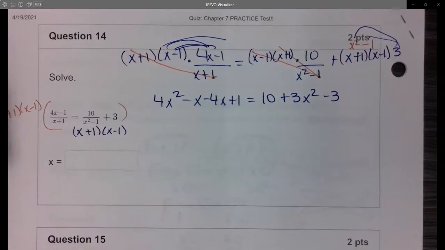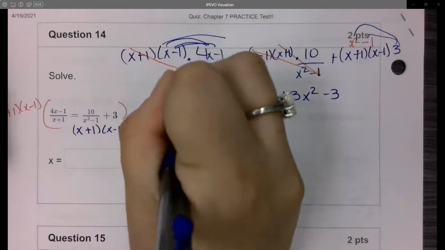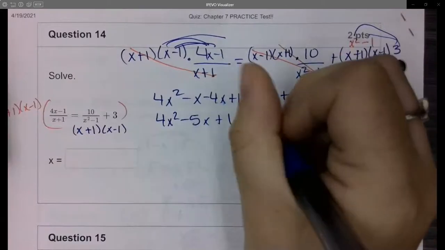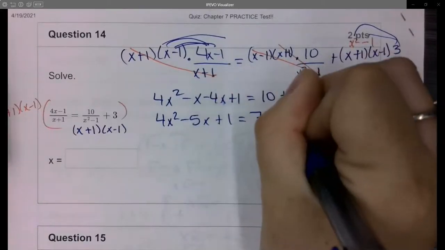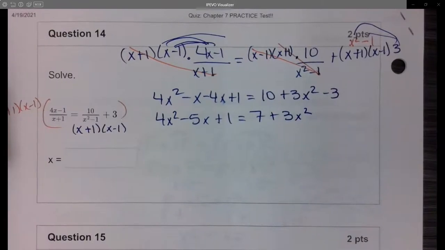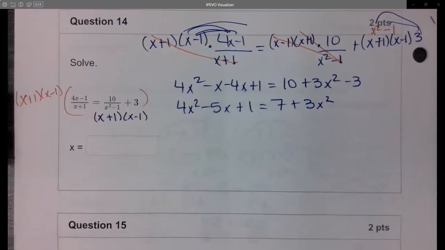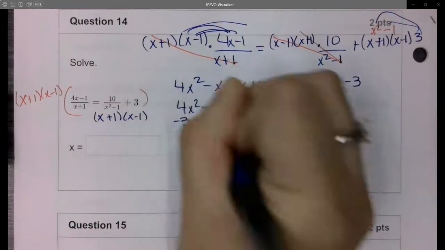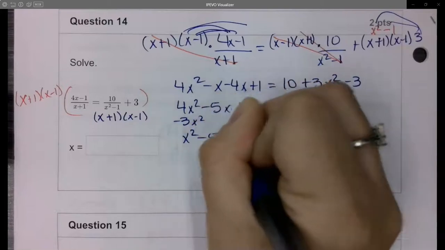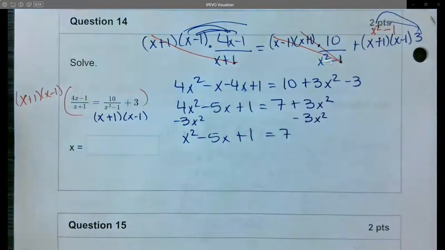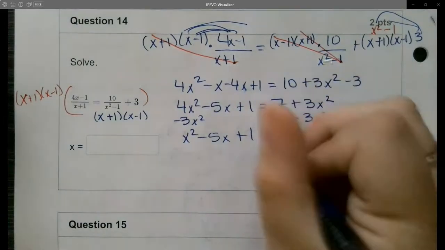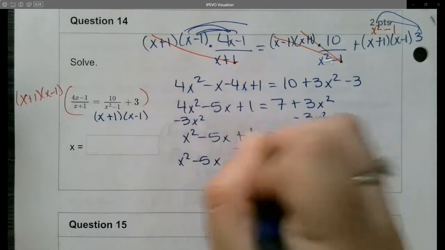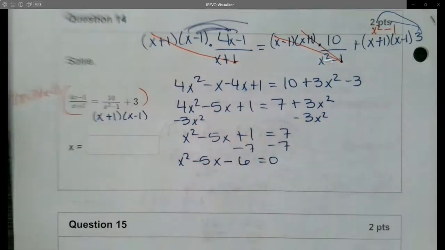Then I want to go ahead and simplify. So on my left side, I get 4x squared minus 5x plus 1. On the right, I have 10 minus 3, which will get me 7 plus 3x squared. Since it's quadratic, I want to go ahead and get all of my terms on the same side. So I'm going to start by subtracting 3x squared on both sides. This gets me x squared minus 5x plus 1 equals 7. Then I want to go ahead and subtract 7 on both sides. This gets me x squared minus 5x minus 6 equals 0.